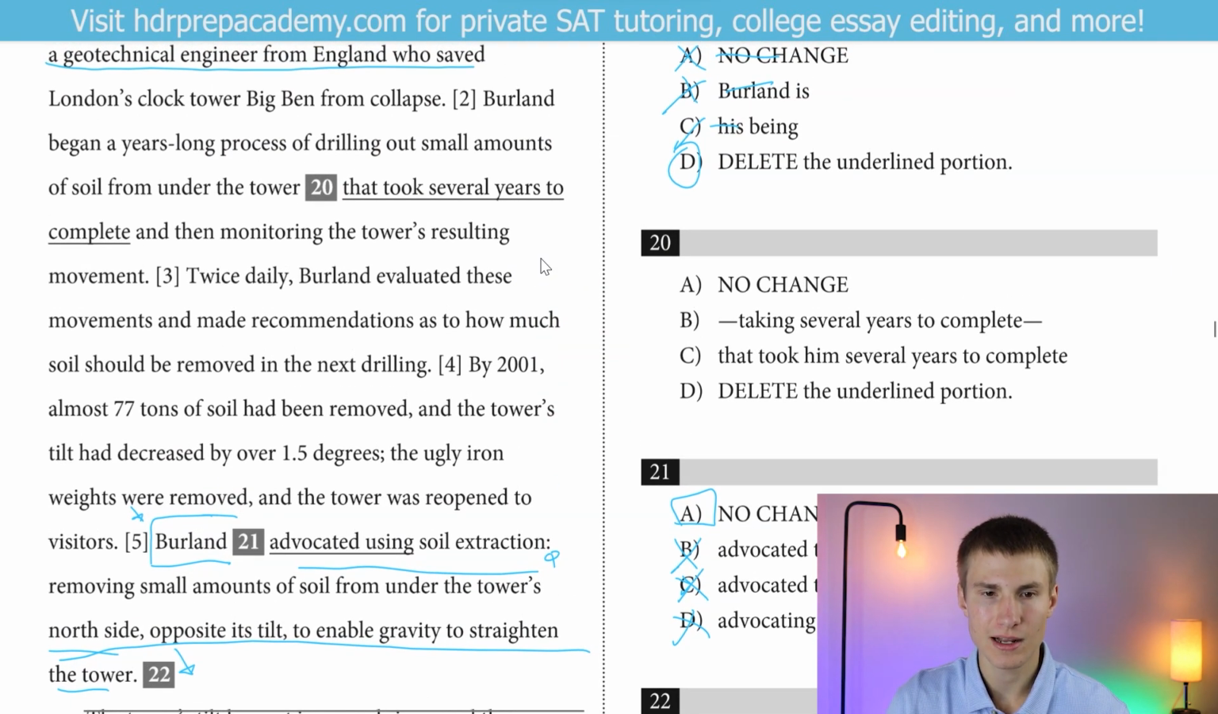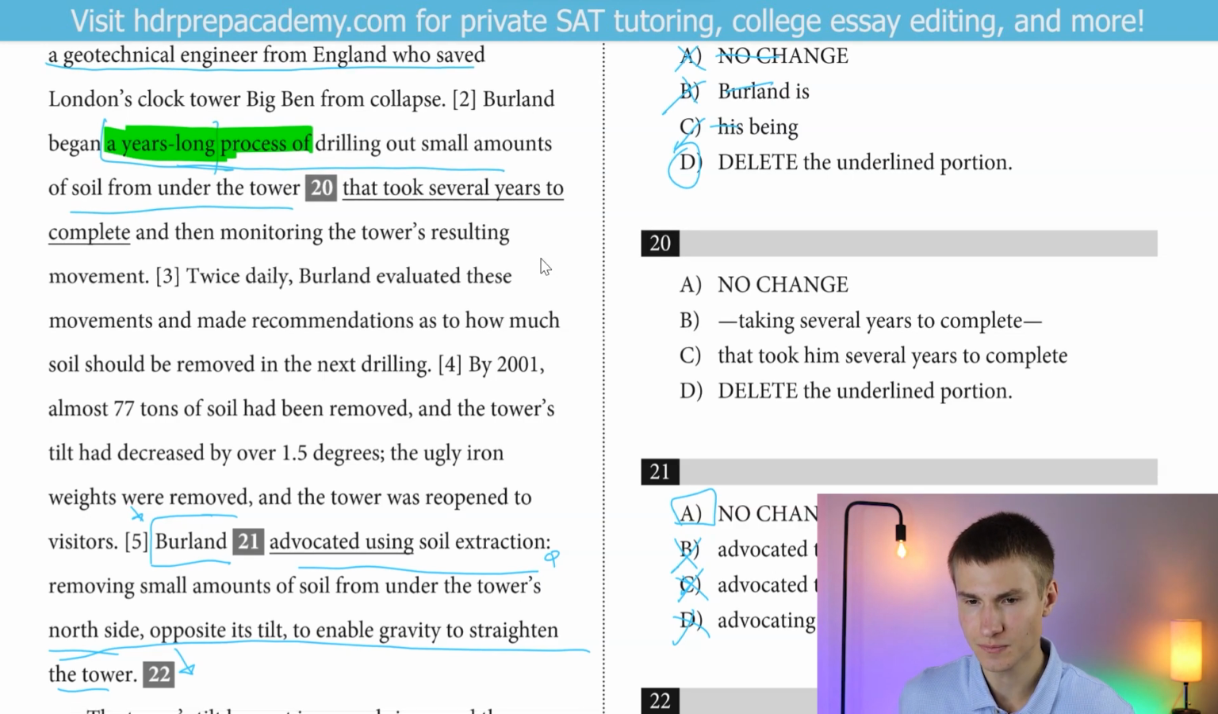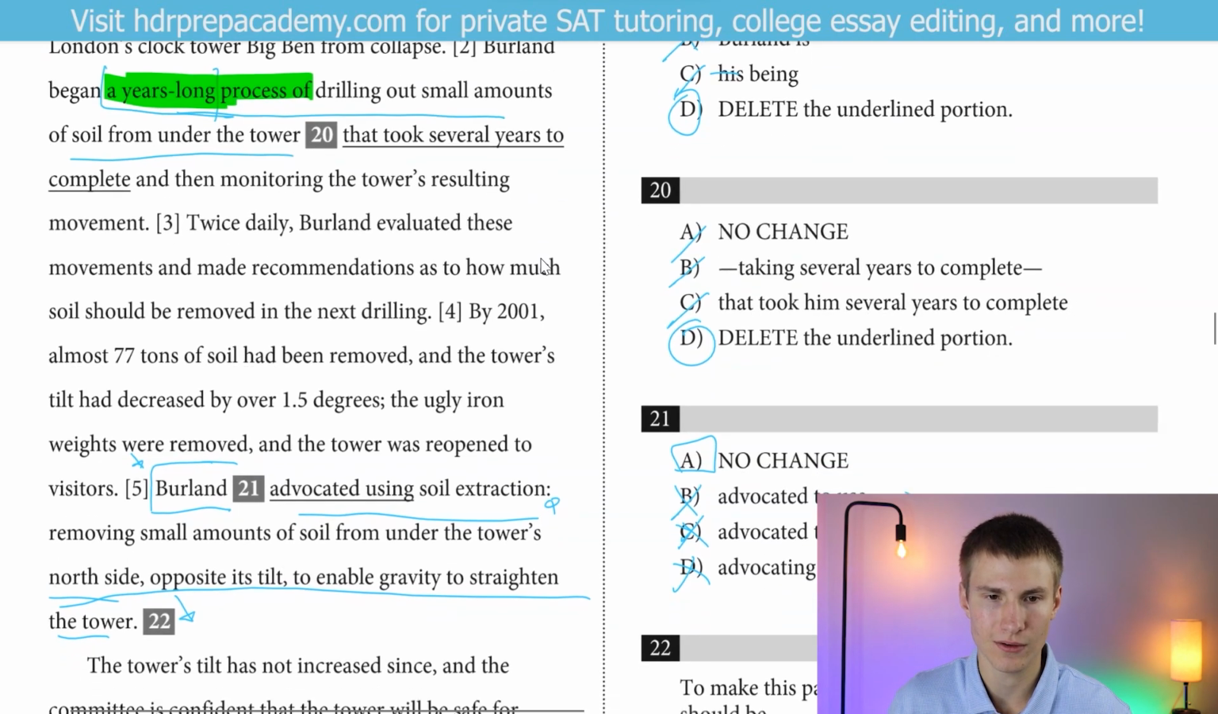So Berland began a years-long process of drilling out small amounts of soil from under the tower, and then we have that took several years to complete. We know that it took several years to complete because it says that it's a years-long process, right, in this highlighted portion. Okay, so we can go ahead and remove that underlined portion because it's redundant. So we can delete the underlined portion. We see B, C, and A, they all have that redundancy.